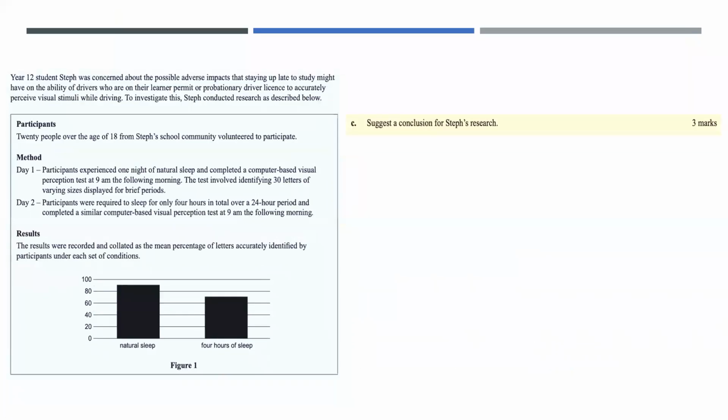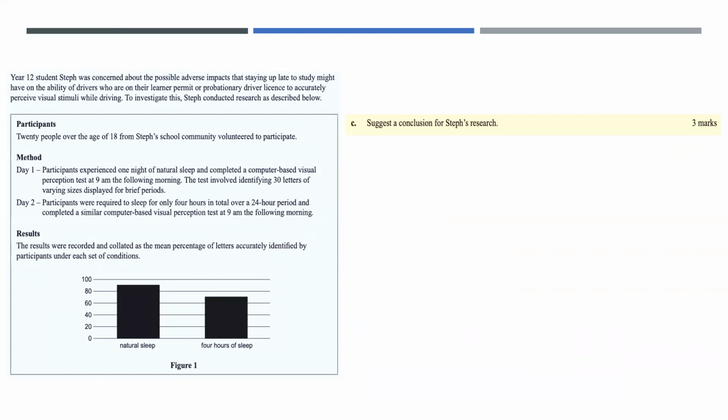Okay, so the last part of this question, last thing we're doing for today, is we're looking at a conclusion. I want you guys to spend about 1 or 2 minutes now to write a conclusion for this research. What can we say? Remember, guys, that it's 3 marks for a conclusion, but that doesn't mean you have to write a lot. It's not about quantity, it's about what you include.